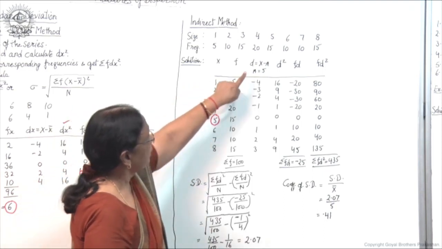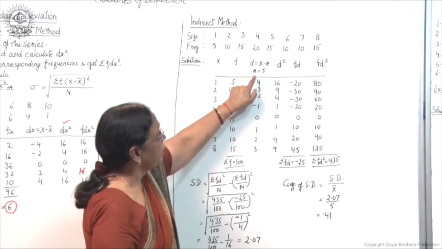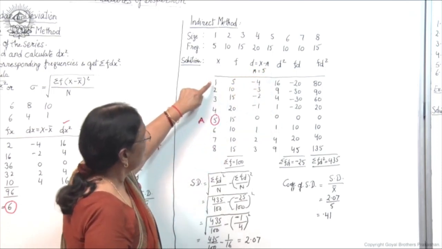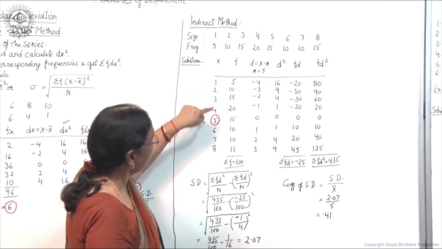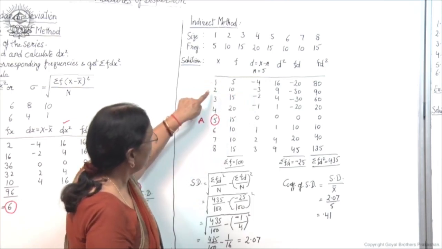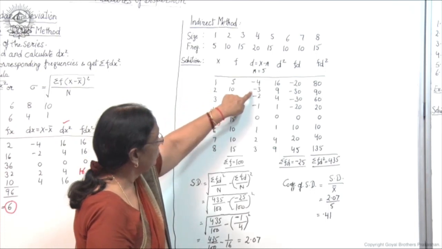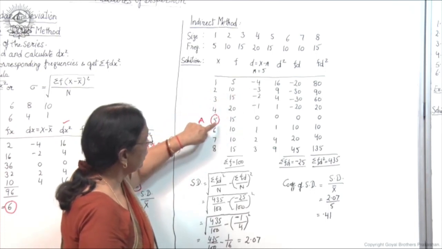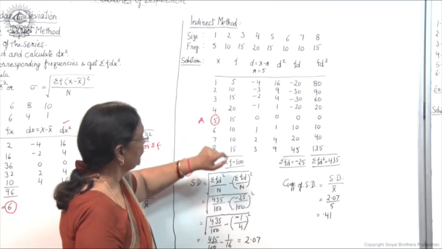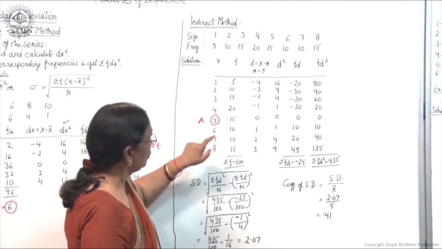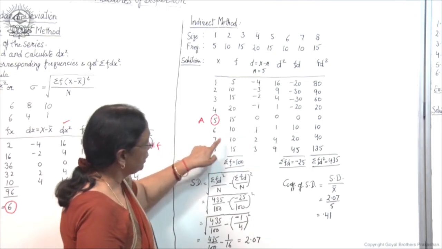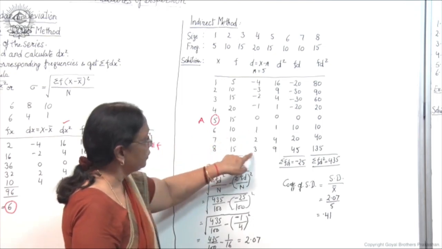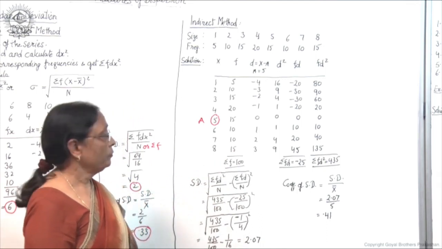d is equal to x minus a, and a is 5. So 1 minus 5 is minus 4, 2 minus 5 is minus 3, 3 minus 5 is minus 2, 4 minus 5 is minus 1. Then 5 minus 5 is 0, 6 minus 5 is 1, 7 minus 5 is 2, 8 minus 5 is 3. Clear?